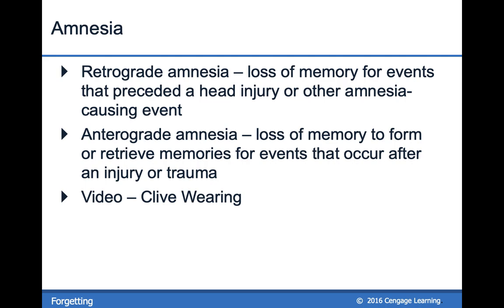Anterograde amnesia is memory loss for things that are going to come after that trauma or injury. This is what can happen when someone has a brain surgery and they can't form any new memories. We talked at the very beginning of this chapter about patient HM, who had his hippocampus removed to stop epileptic seizures, and he could not form any new memories. There's another man who has a similar thing. He had a similar procedure done. His name is Clive Wearing. I want you to check out the video on him.